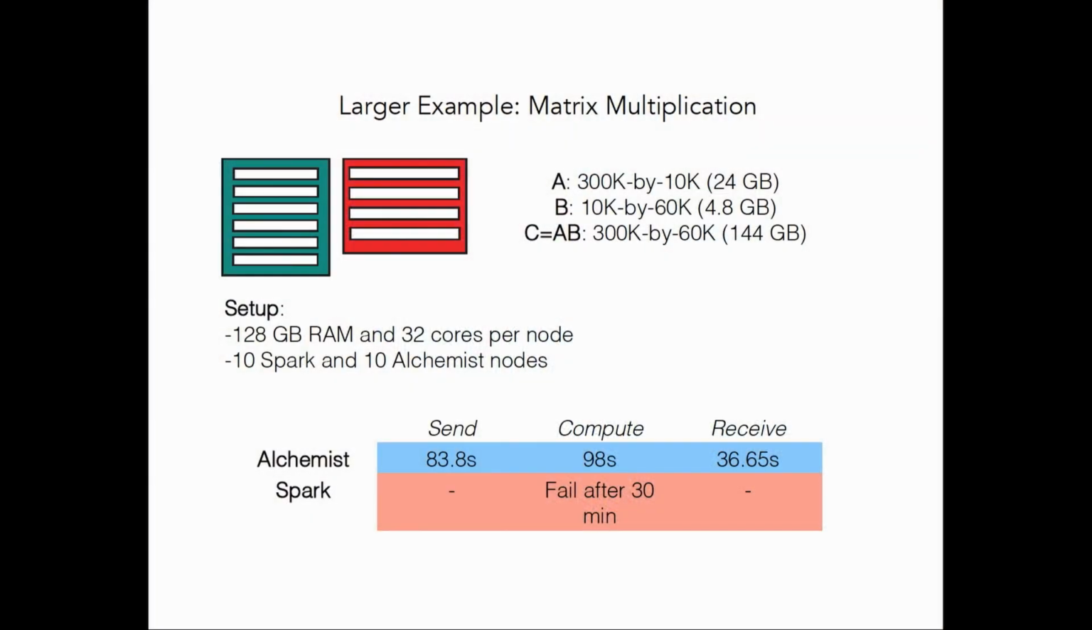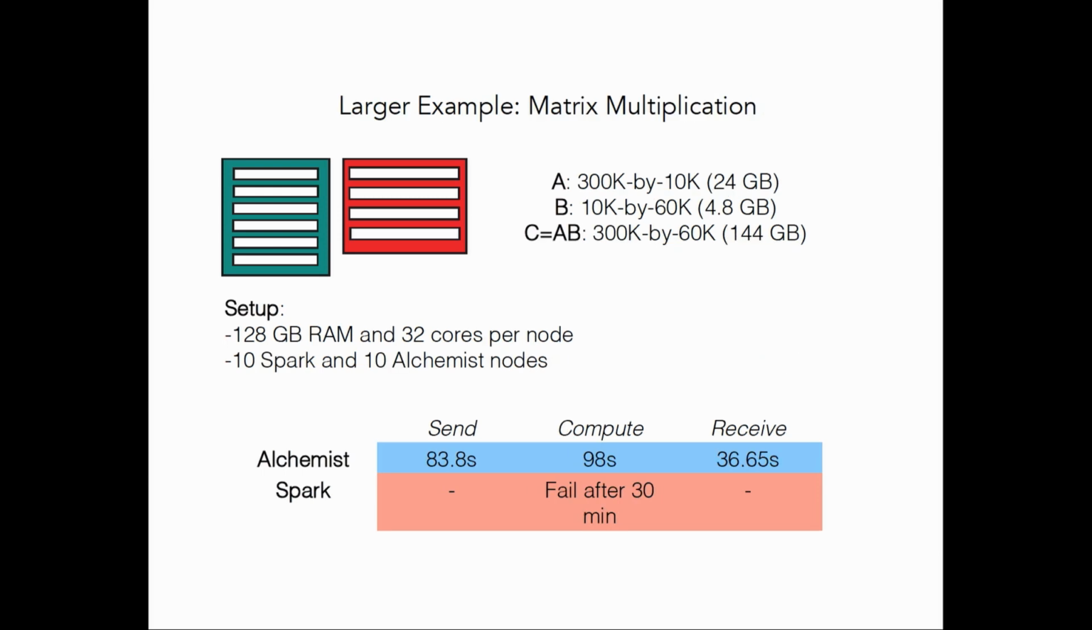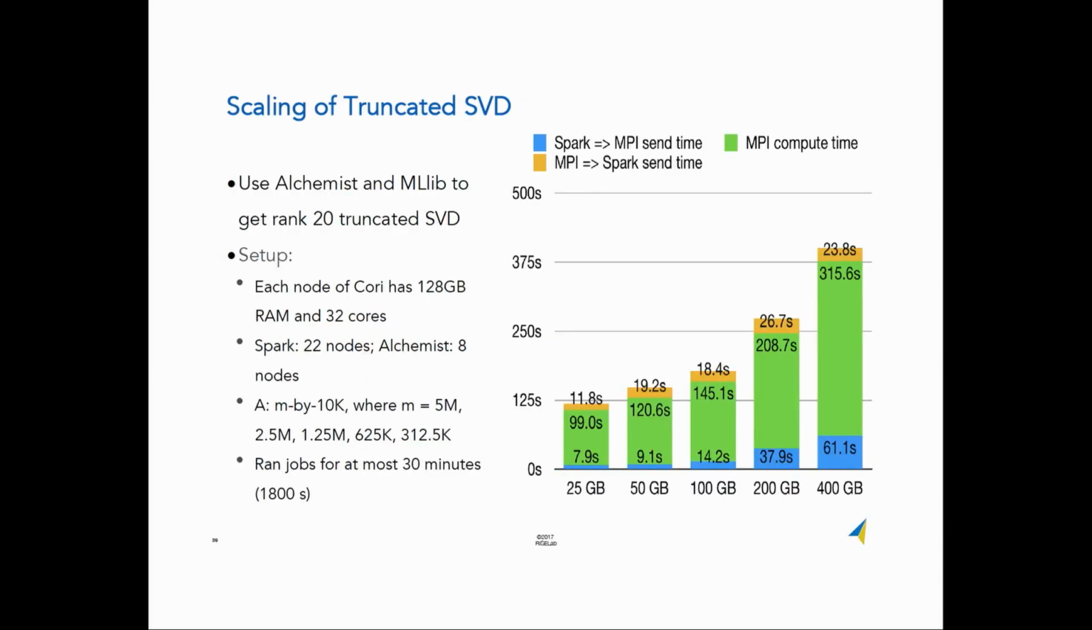Now, same setup except 24 and 4.8 gigabytes. The product is 150. Now you're failing after 30 minutes, so 30 minutes is a natural timeout increment of length. Send is 80 seconds, receive is 36, which is the same as the previous ones to a factor of 2 or 3 or whatever. And compute's 98. This number is smaller because now we have 10 nodes rather than 2. But the point is, this is taking 2 or 3 minutes and it's not failing after 30, so that's good.